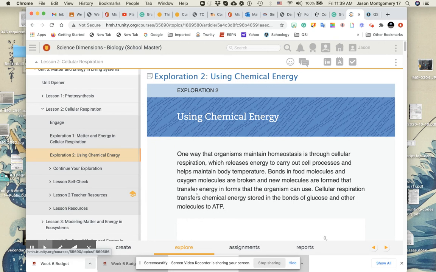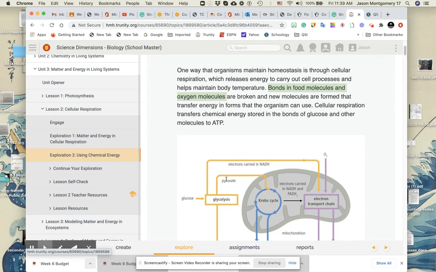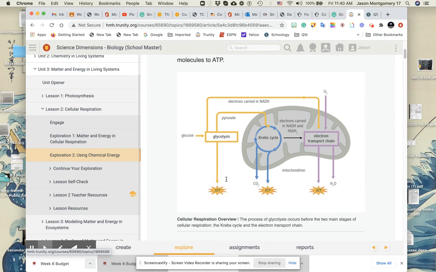Okay, so moving on to exploration 2. So using this chemical energy, remember, the name of the game is homeostasis. You've got to maintain it in order to provide the cells with enough energy to do their daily functions. So bonds of food molecules are broken down with the help of oxygen, forming other helper molecules like ATP, in order to drive the whole process.